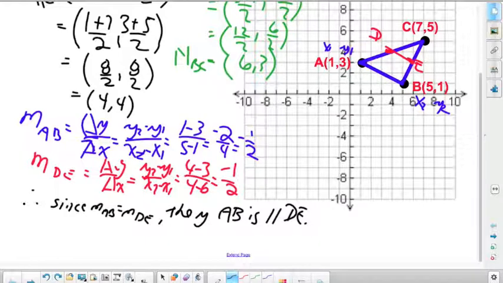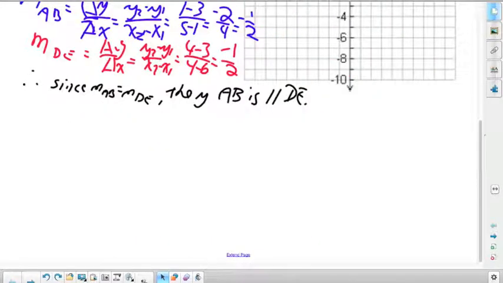Finally, what's the second thing that we're asked to do? Find the length of both and see if DE is half the length of AB. So now we want to demonstrate or prove that the length of that new segment that we did, DE, is half the length of AB. So not only is it parallel to it, it's also half its length.